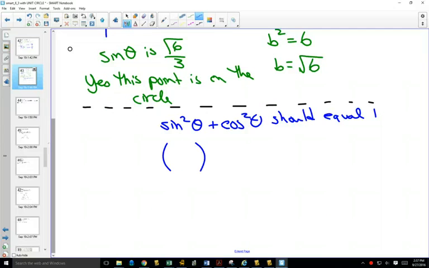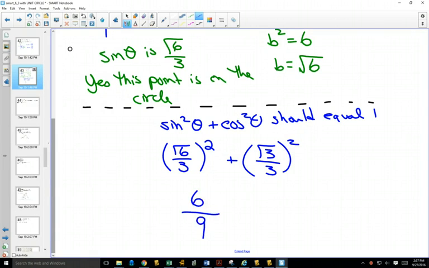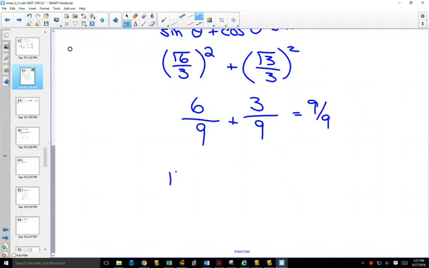Well, according to this, sine was root 6 over 3. If we squared that, and cos was root 3 over 3, and we squared that, what do we get? Well, square root of 6 times square root of 6 is 6. 3 times 3 is 9. Square root of 3 times square root of 3 is 3. 3 times 3 is 9. We add this up. It equals 1, so we know it's on the unit circle. So that would be another way that you could show the answer for this.